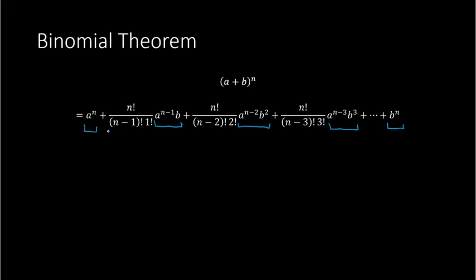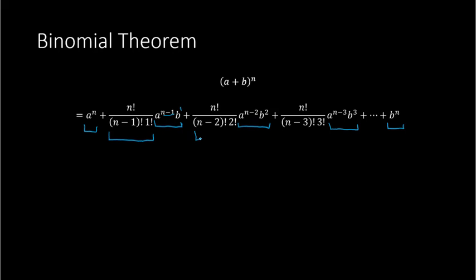Now, the coefficients have a pattern as well. All right, so if you look at the coefficient here in the front, the number in the numerator will always be n factorial. So we notice the exponent up here for the binomial was n. The factorial is going to be n factorial. All right, and then here in the denominator, we take the exponent with the a, make it a factorial, so n minus 1, make it a factorial, and then the exponent with the b, make that a factorial. So we have 1 factorial.